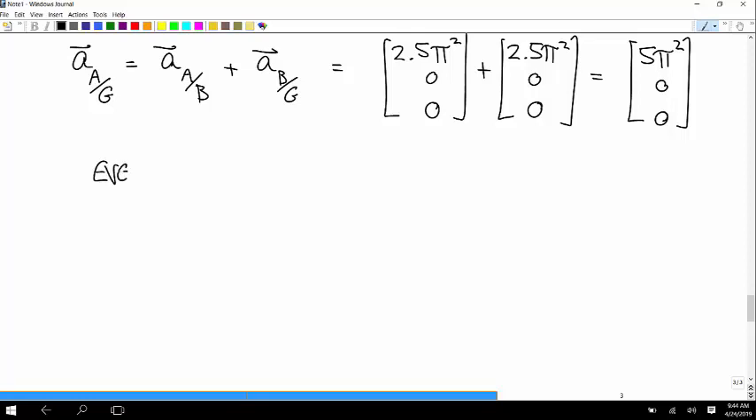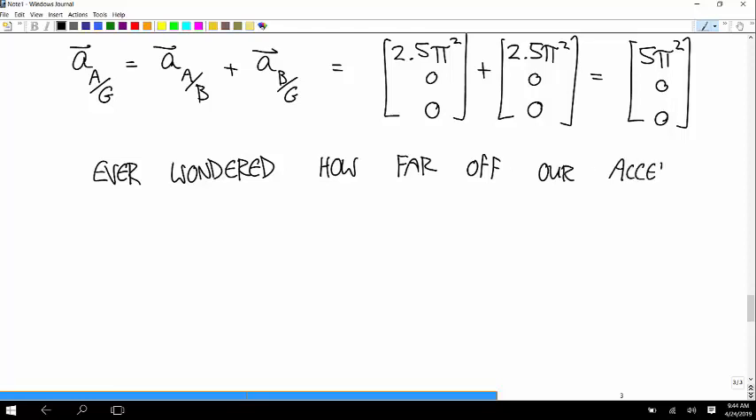Okay, so here's a question. Have you ever wondered how far off our acceleration calculations are using a coordinate system that's fixed to the surface of the Earth?